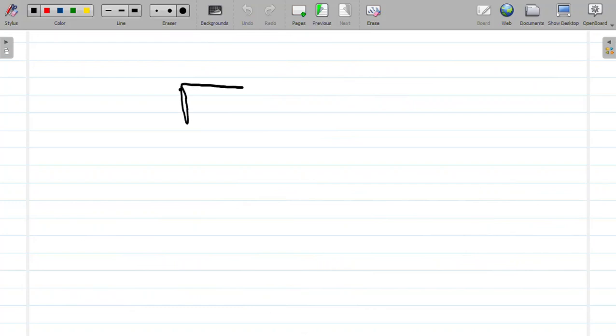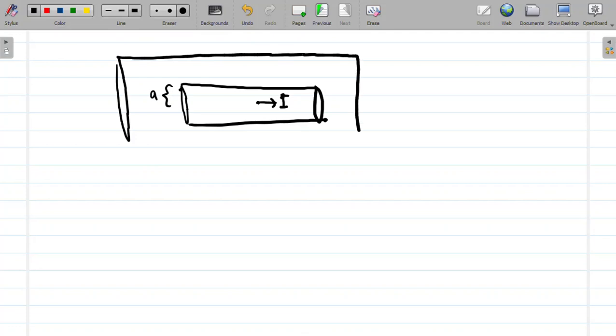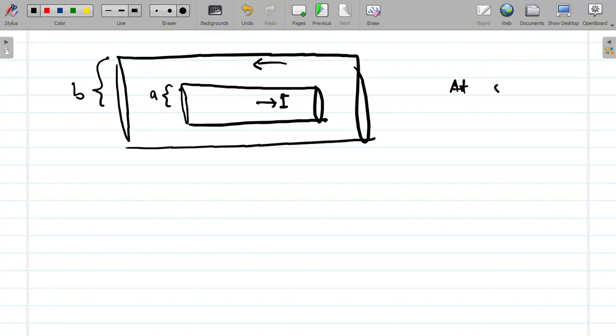Bali, anong itsura nito, class? Meron kang inner cylinder, tapos may current flowing dito na I. Cylindrical shell to, A. Tapos meron kang outer cylinder na may current na ganito. Ang radius naman niya ay B. So, class, i-mental natin, ha? Ampere's law. At S less than A, ang Amperian loop natin ganito. Pero wala kang current enclosed, di ba? Kasi yung current mo nasa surface lang ng cylindrical shell.